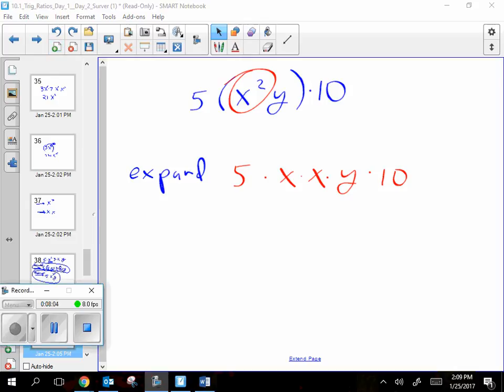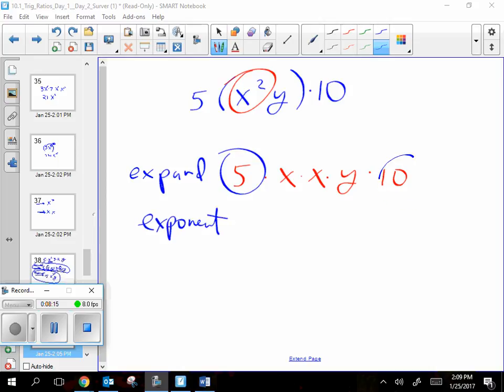Okay, let's check. Expanded form was 5, x, x, y, 10. And exponent form is these guys can go together, 50. These guys can go together, x squared. That guy has nobody to go with. You just put him there. 50x squared y. Raise your hand if you had that one right.